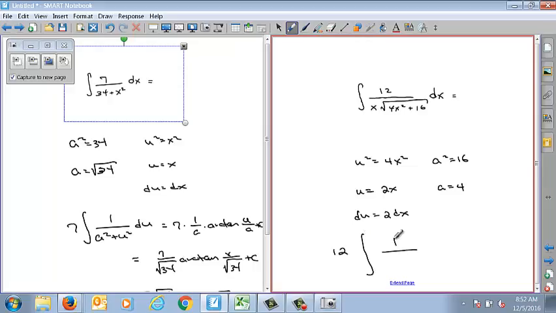So we get 1 divided by, so x is u over 2. If we take this and solve for x, we get x is u divided by 2. So instead of x, I put u over 2. And then I have the square root of 4x squared, which is u squared, plus 16, which is a squared, and all times du. So that's one difference.